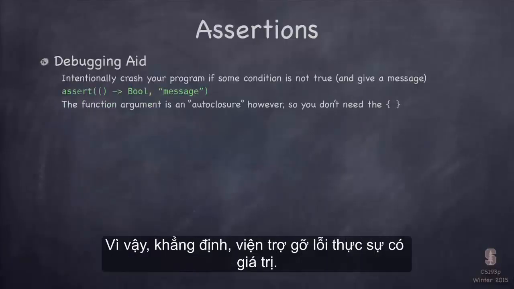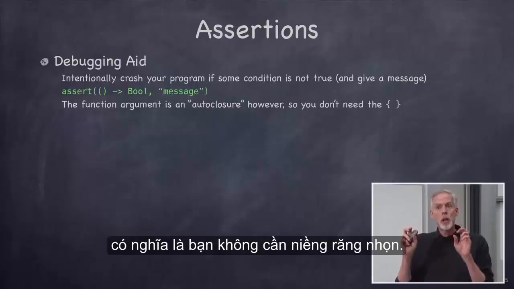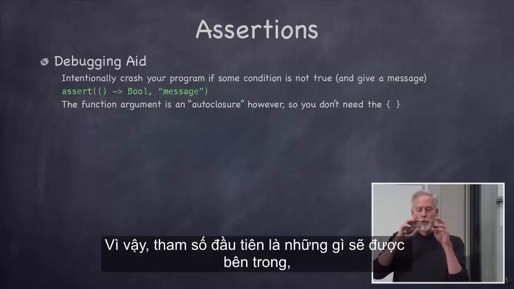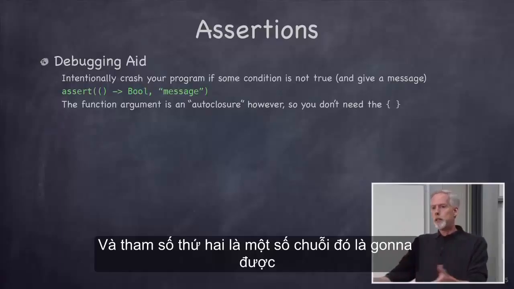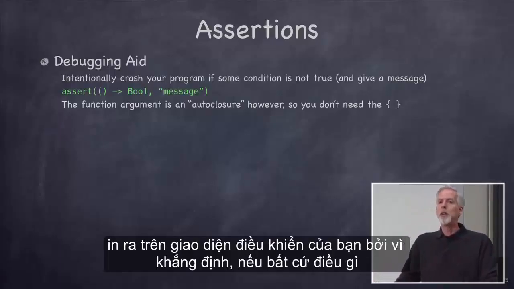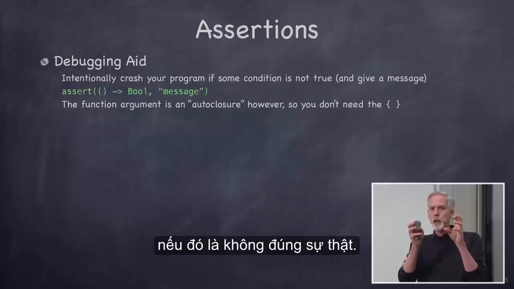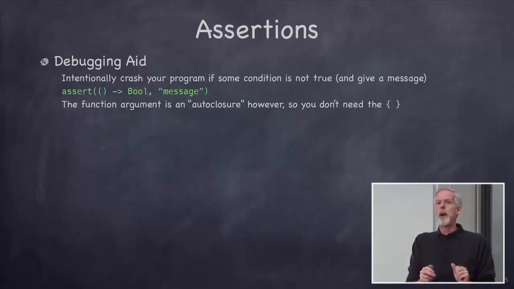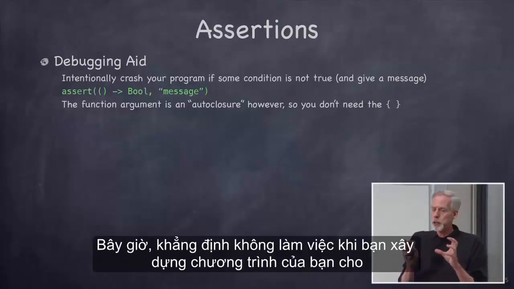All right, assertions. Assertions are a really valuable debugging aid. They basically take a closure as the first argument. It's an auto closure, which means you don't need the curly braces, which is kind of a funky thing. So the first argument is what would be inside the curly braces of a closure. The second argument is some string that's going to be printed out on your console, because if whatever was in the auto closure does not evaluate to true, since you're asserting that it's true, then it's going to crash your program and print that message out. So it's a great way to make your program crash when things that should be true aren't.